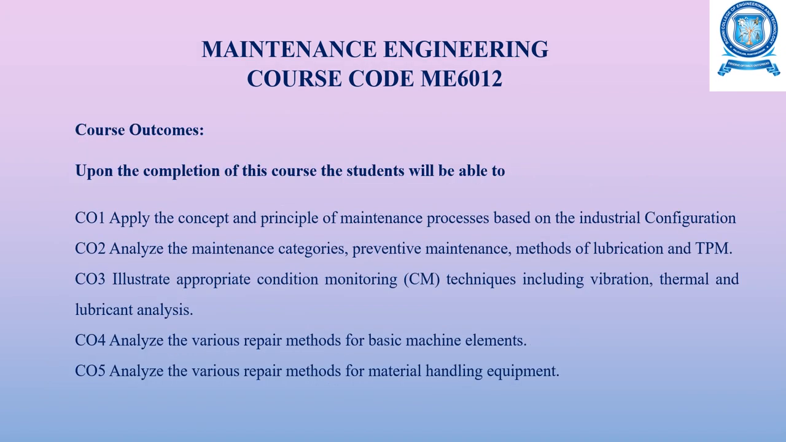students. And coming to the course outcomes, the students will be able to apply the concept and principle of maintenance processes based on the industrial configuration upon completion of Unit 1. And the students will be able to analyze the maintenance categories, preventive maintenance, methods of lubrication, and TPM upon completion of Unit 2. And the students will be able to illustrate appropriate condition monitoring techniques, including vibration, thermal, and lubricant analysis upon completion of Unit 3.